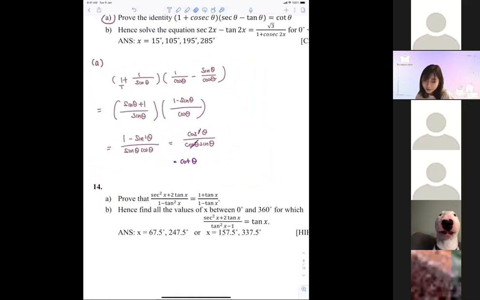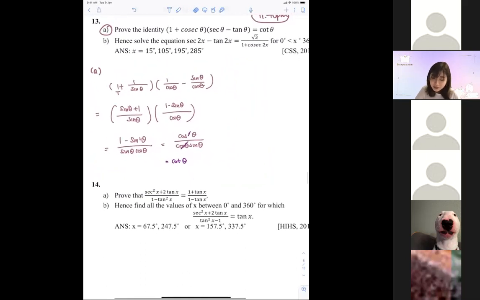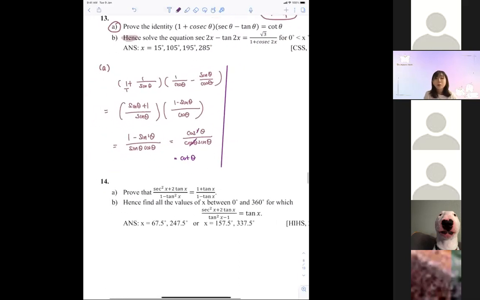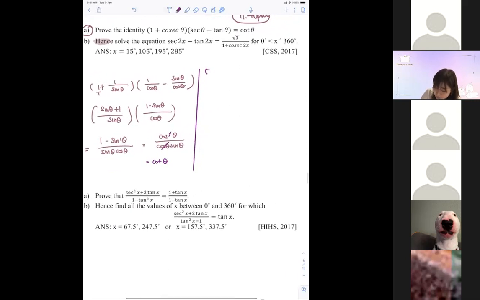So after you're done with part A, they use the word hence, which means this part has to do with this part. So can you see that if the bottom I bring up, I can form something. So let me just write it down. Hey, wait, everybody copy finish part A already? If haven't, let me copy. Okay. So let's see part B first.